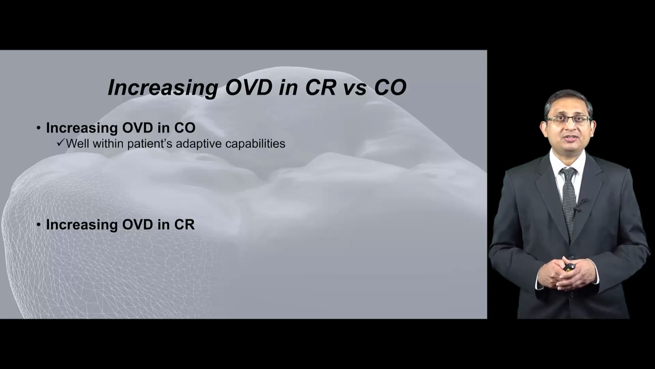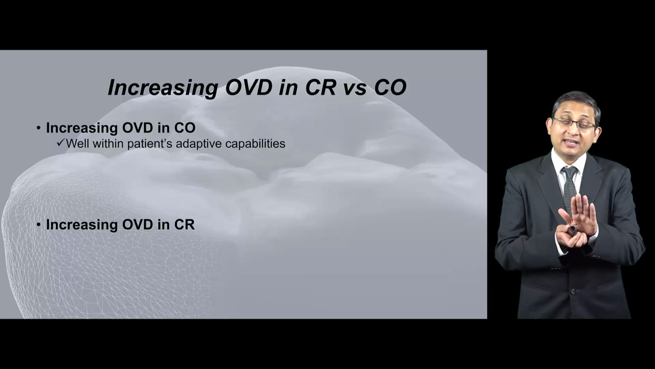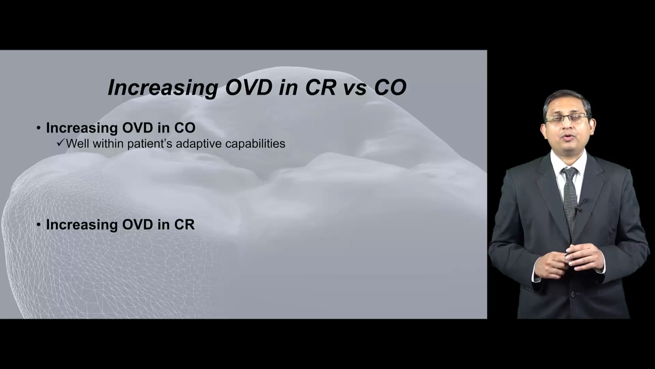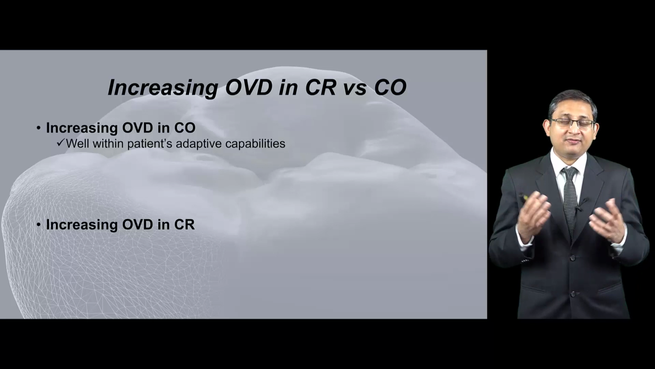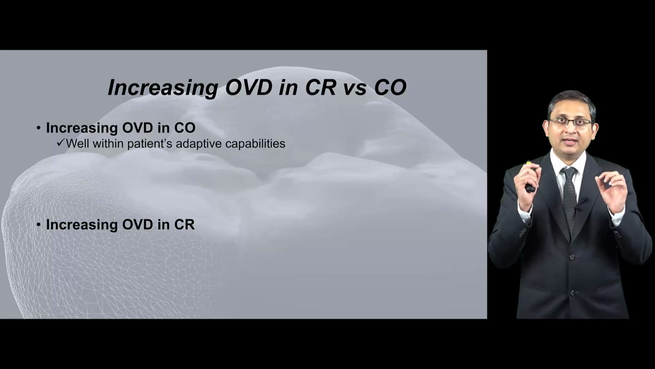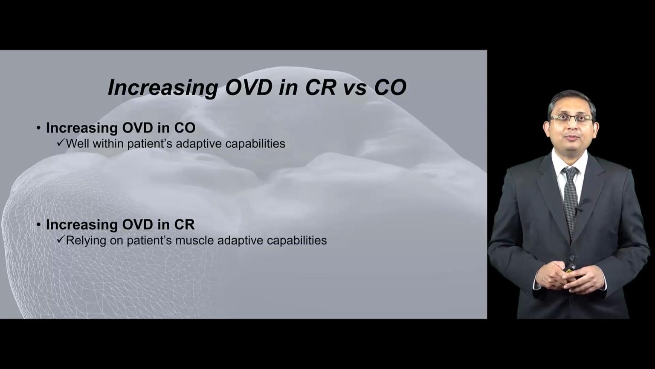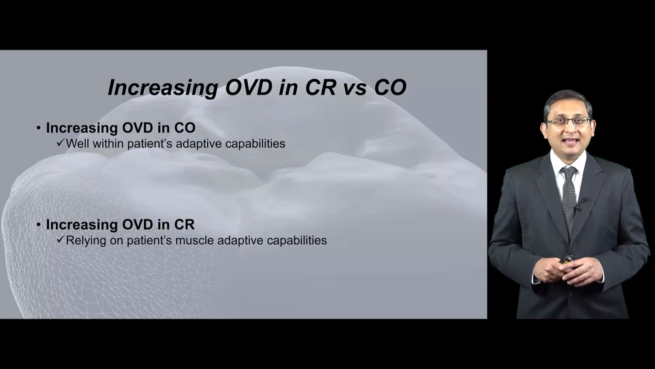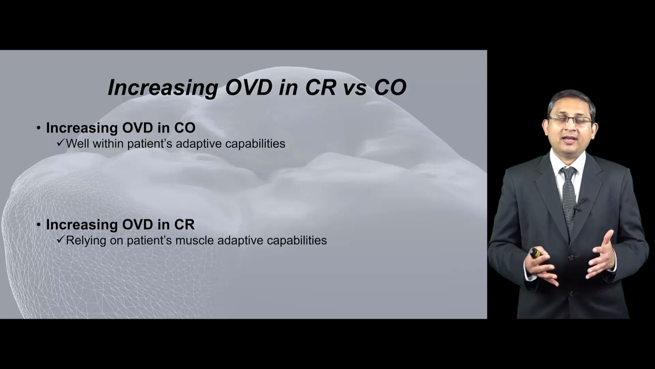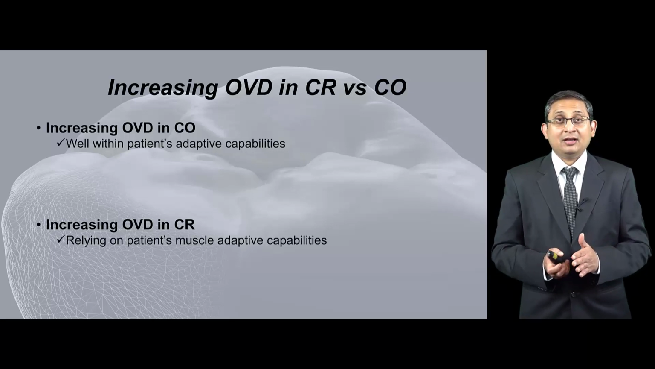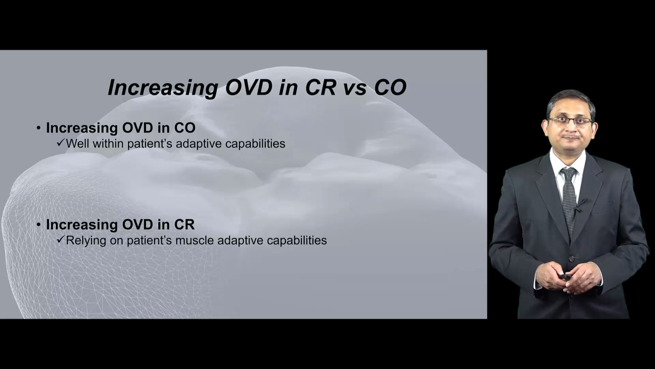If you open patients in CO, it's well within patients' adaptive capability because patients are already occluding in one point, and patients' muscles are stretched enough and they're used to going into that position. Whereas if you open a patient in CR, there is a little bit of uncertainty whether the patient will be able to cope with the open jaw and increase in OVD, because it could be any opening in CR.